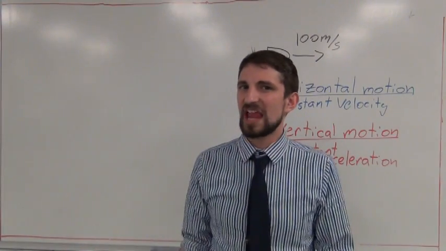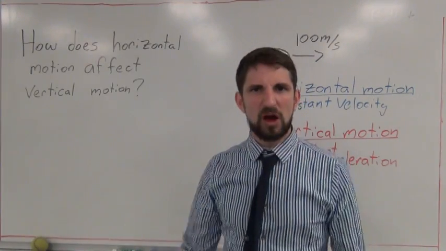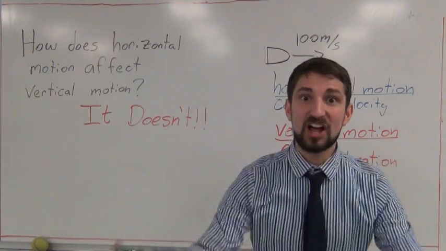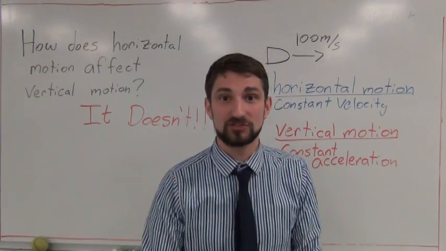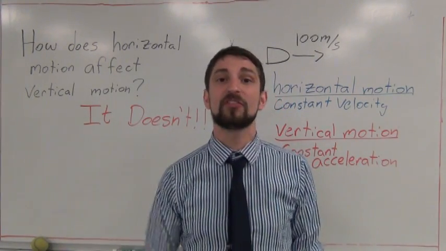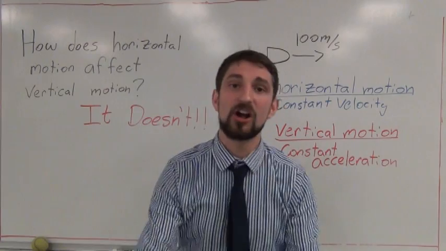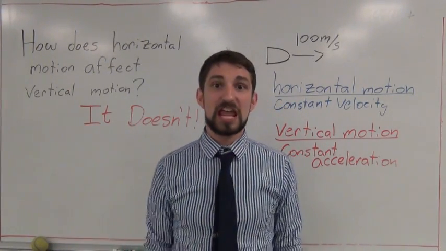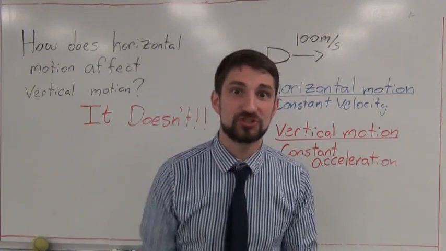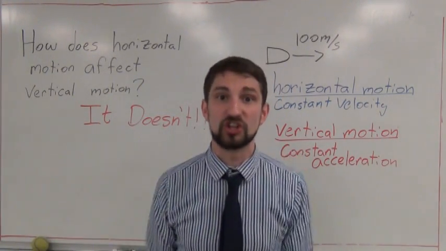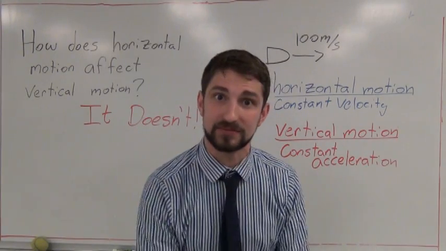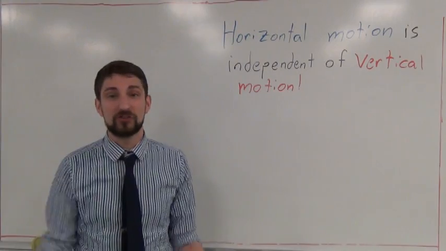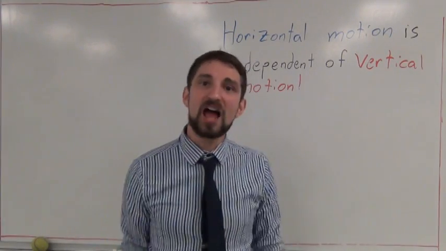So that still doesn't answer the question. How does horizontal motion affect vertical motion? It doesn't. It turns out that the horizontal motion is completely independent of the vertical motion. It doesn't matter how fast the bullet is being fired in the horizontal direction. It could be fired 1,000,000 meters per second. The vertical motion will still accelerate at the same rate. Let's say it again. Horizontal motion is independent of vertical motion. One does not affect the other.